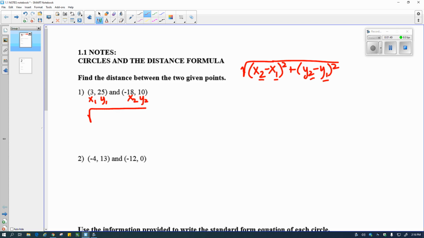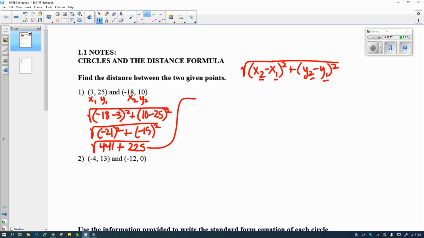So I'll plug it in: the square root of negative 18 minus 3 quantity squared plus 10 minus 25 quantity squared. Then I'm going to go ahead and do the math. Negative 21 squared plus negative 15 squared. Keep in mind when you have a negative squared, it's going to come out positive no matter what. So be careful of your calculator. If you don't plug the thing in parentheses, you're going to end up with a negative answer on some of the calculators. You should end up with 441 plus 225. And then when you do your simplifying, you'll get 666.